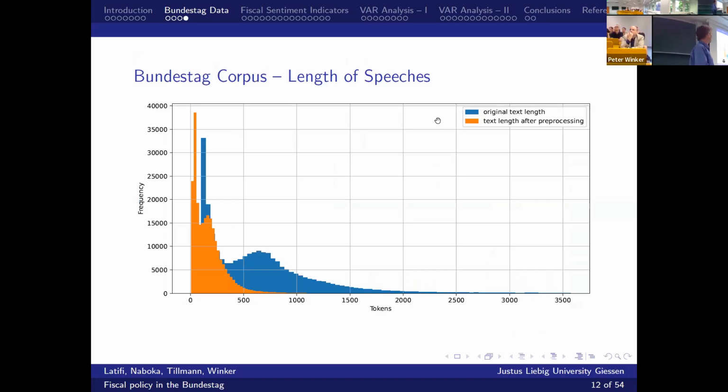Blue is the original distribution, and orange is the one after doing all the pre-processing steps. So it becomes a bit more homogeneous, but we still have a rather large share of pretty short speeches. And of course, there's no strong basis for selecting the lower bound. It's clear that very short statements are more of a technical nature, or interjections and so on, which are not informative for what we are interested in.